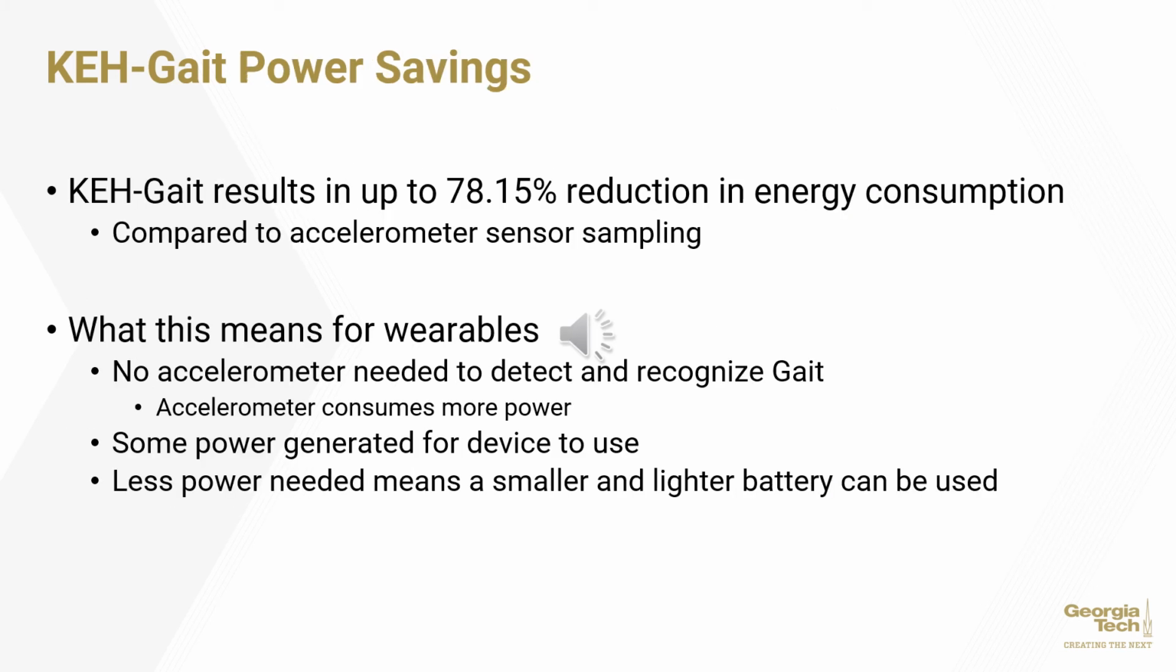They also found that KEH-Gait does indeed result in significant power savings. Even though kinetic energy harvesting only produces a very small amount of energy compared to the energy consumption of continuous accelerometer sampling, there is still an improvement on power usage due to the replacement of the accelerometer with kinetic energy harvesting. Kinetic energy harvesting also generates some electricity for the device. All of this results in up to a 78.15% reduction in energy consumption when detecting gait.